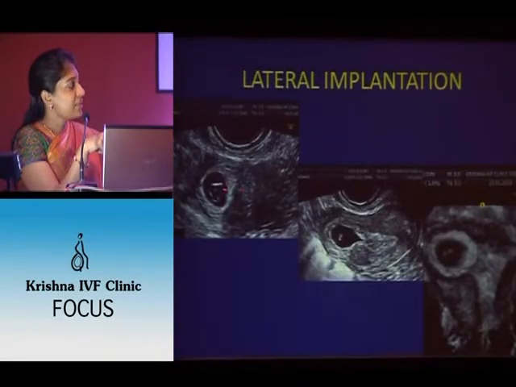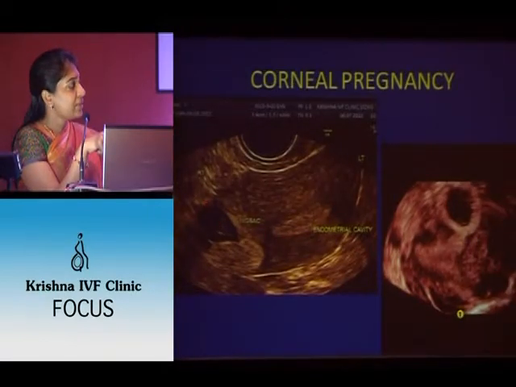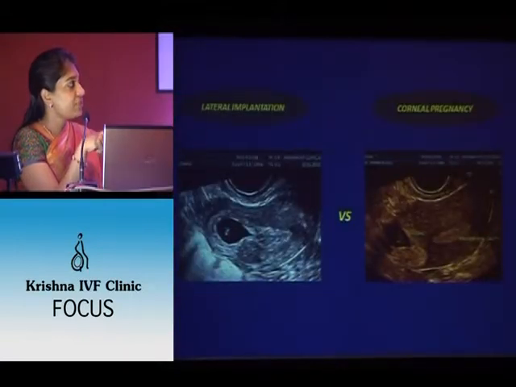And here we can see this sac is very lateral, but there is communication with the endometrial cavity. This is a lateral implantation. And here we can see the implantation is lateral, but there is no communication with the endometrial cavity, and this is a cornual pregnancy. So we can see the difference, because both of them look alike when we do early pregnancy scans. When there is communication with the endometrial cavity, there's nothing much to worry about, but when there is no communication between the endometrial cavity and the sac, then it is something which needs to be worried about.